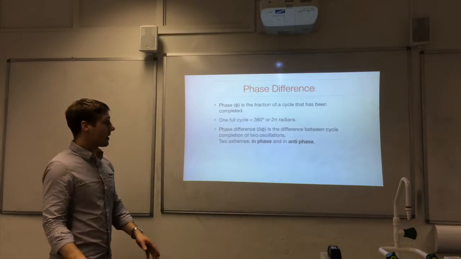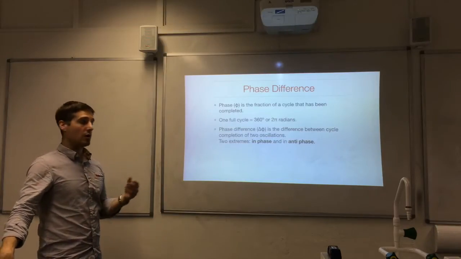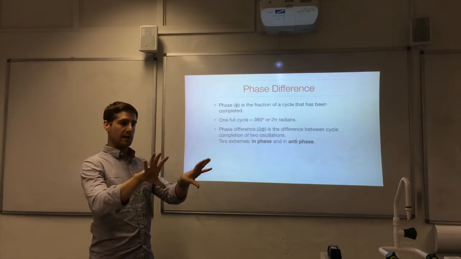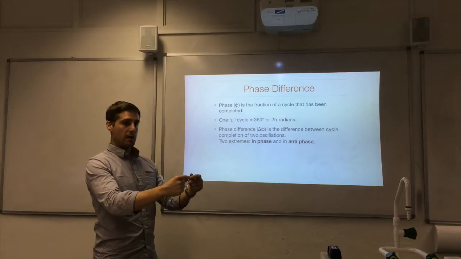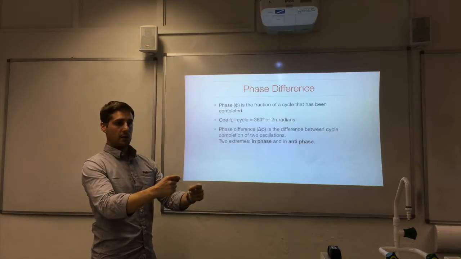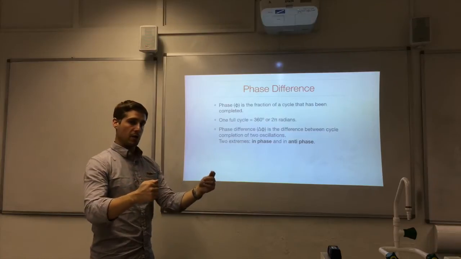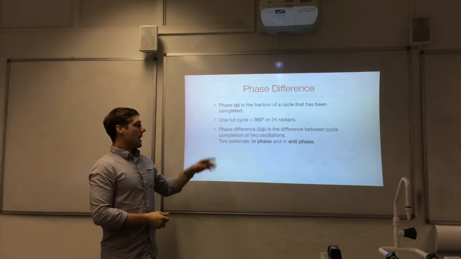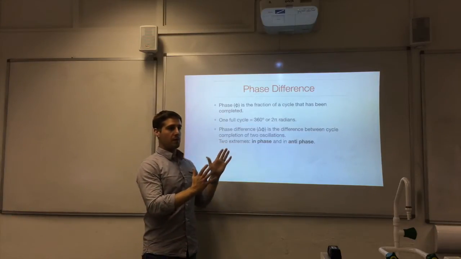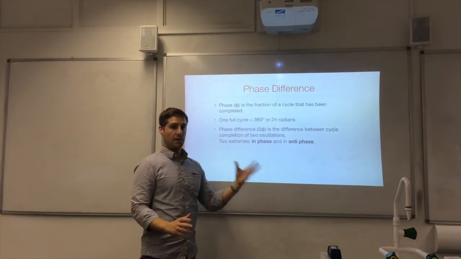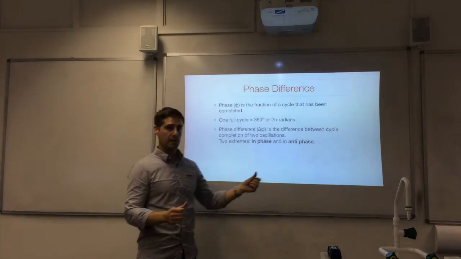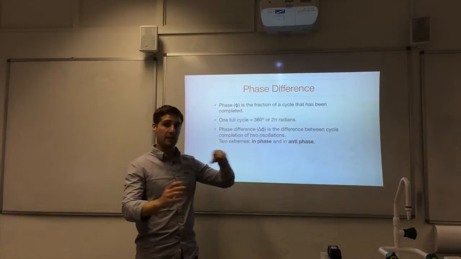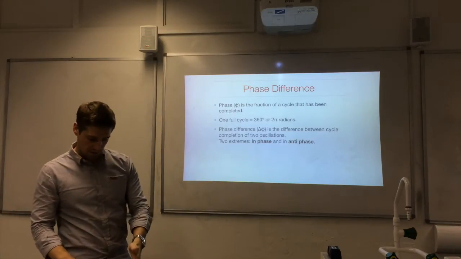The phase difference is the difference between the cycle completion of two oscillations or two waves. Taking two waves, if at this point one wave has completed one full oscillation and the other has completed only half, then there's a 180 degree phase difference between them. The two extremes are that your two waves could be in phase or in anti-phase, and we consider in phase and anti-phase situations a lot in waves, so those are the key ones.